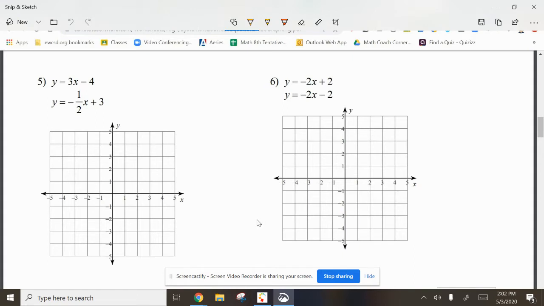Tomorrow should possibly be a Nearpod, and then Thursday will be a quiz. Okay? No Google Form quiz this week, just the quiz. Complete everything to get your extra credit, guys.